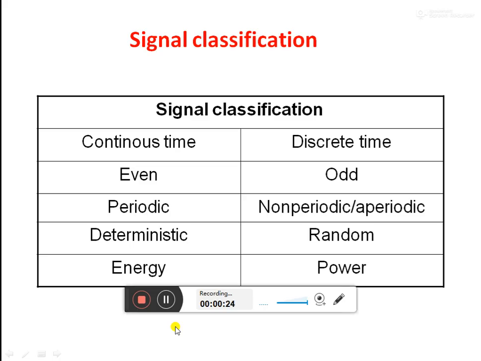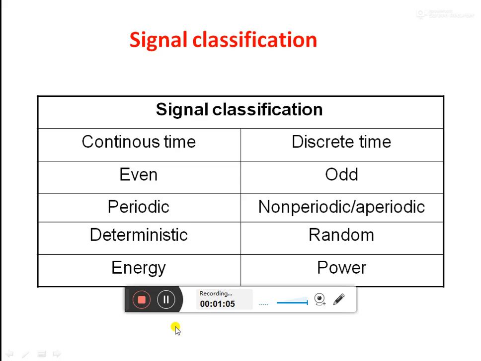So we can classify the signals based on their behavior, based on their independent variable, based on their value and so on. Based on the independent variable time t, the signals are classified as continuous time and discrete time signals, which we have discussed in the previous class itself. And based on the amplitude value of a signal in the positive time axis and negative time axis, the signals are classified as even and odd signals. And based on the periodicity of these signals, we can categorize the signals as periodic and non-periodic signals.